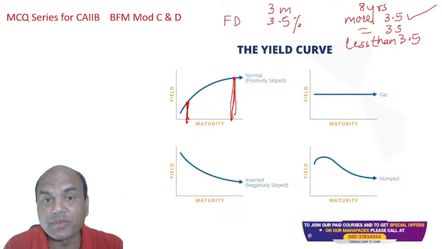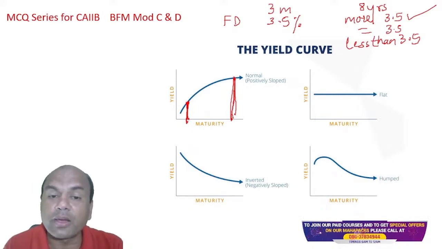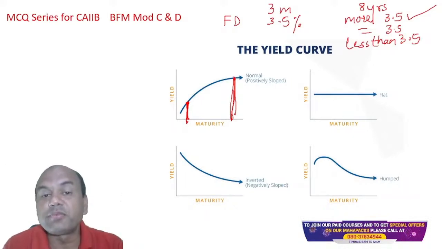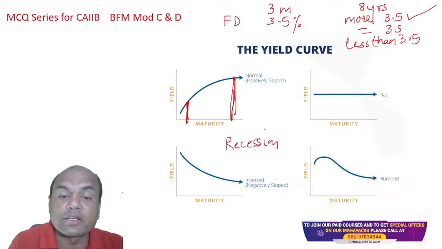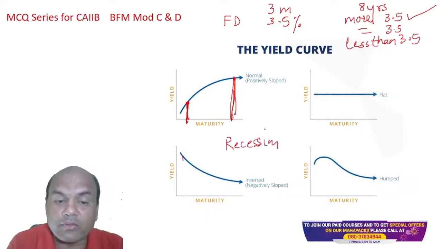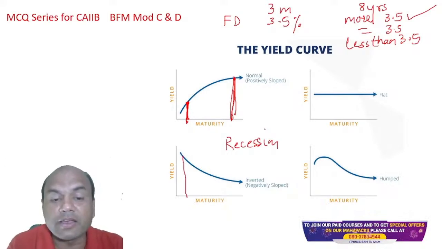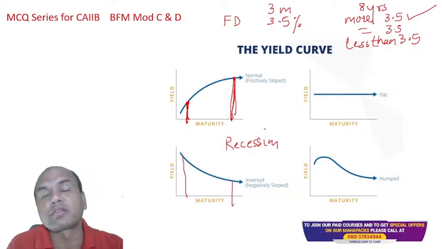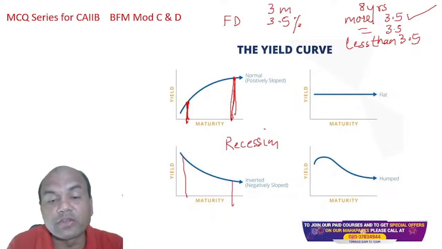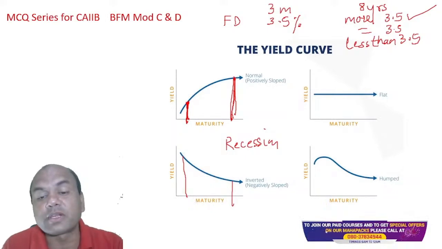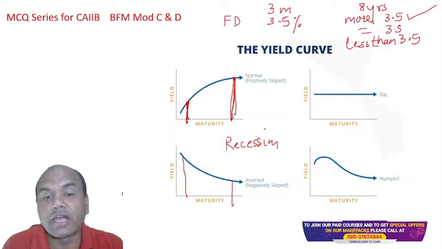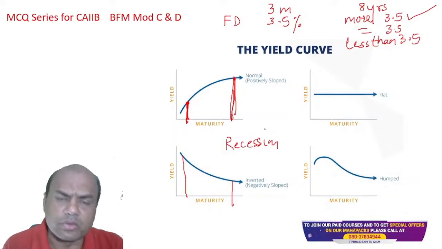Getting this point? If my country is growing upwards, only then this is possible. If my country is going into recession, then it will be exactly reverse. The FD rate, the bond rate for 3 months will be higher and the bond rate for 10 years will be lower. This is known as an inverted yield curve. Inverted yield curve is a sign of recession and normal yield curve is a sign of good growth.